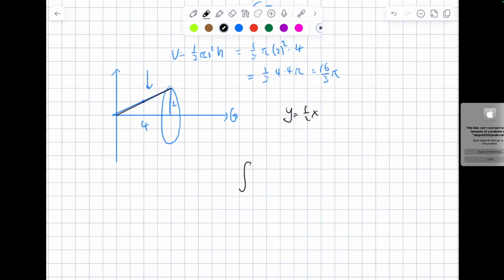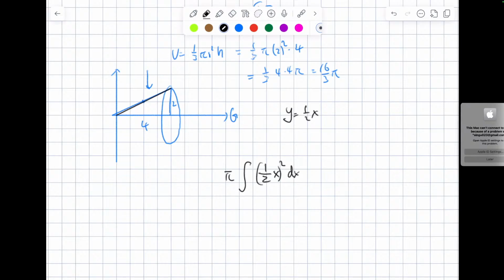So we've got to put pi outside, right? What's my radius? What's a radius? 2? It's 2? No. What happened? 1/2 x. Yeah.